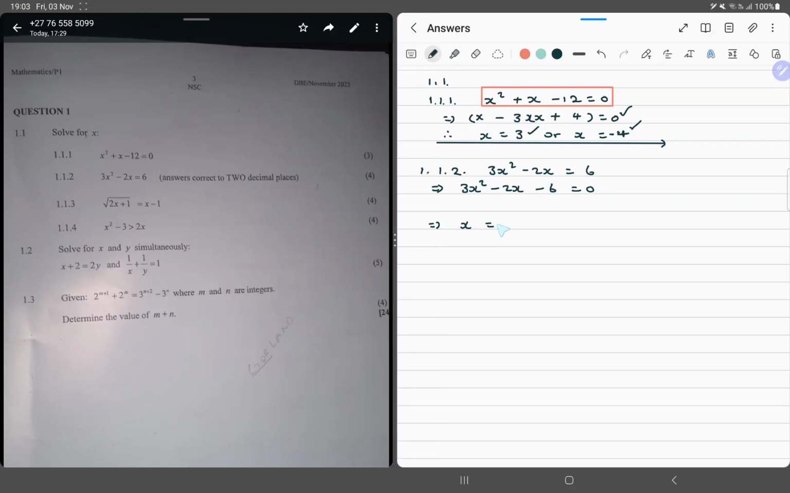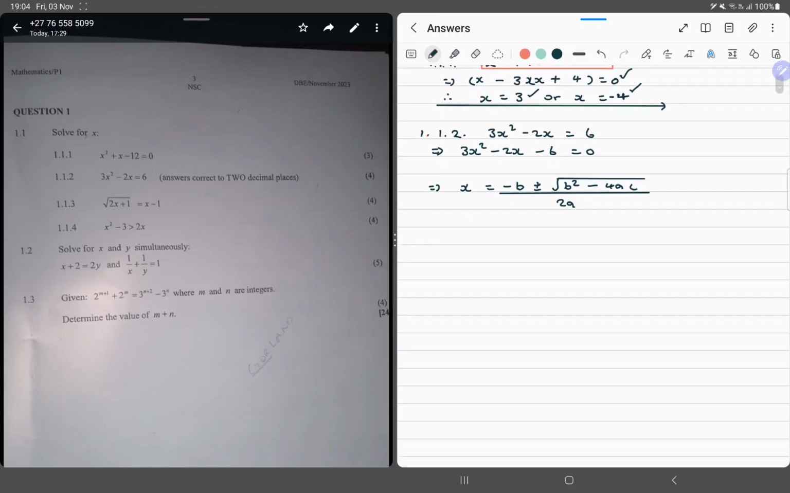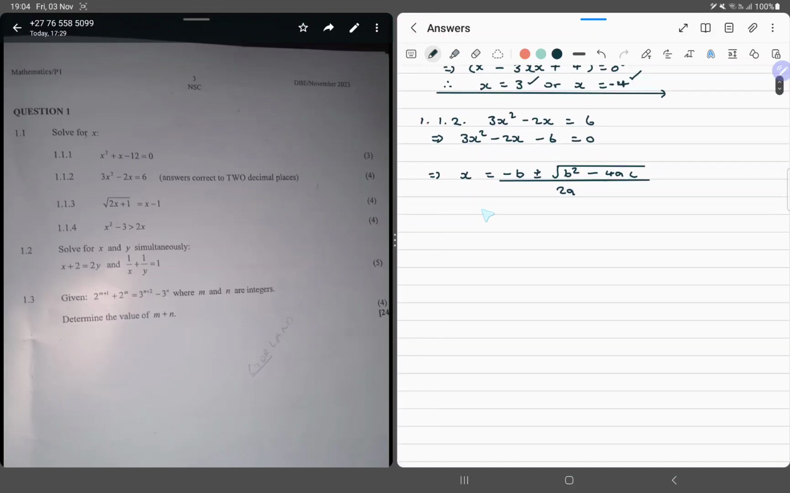This implies that x is going to be equal to minus b plus or minus the square root of b squared minus 4ac, all over 2a. You should know this, guys. Second nature, don't be hanging around. So b is minus 2 plus or minus. When you're doing the exam, there's no time to play. You just plug and go. b squared minus 4ac, where a is 3 and c is minus 6.